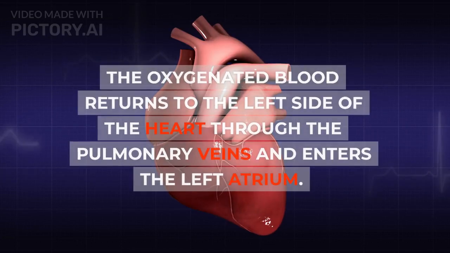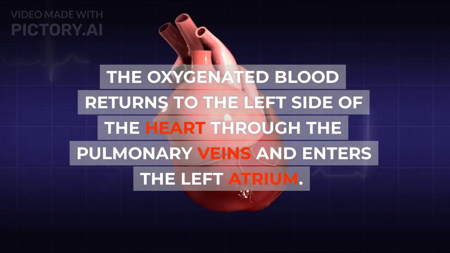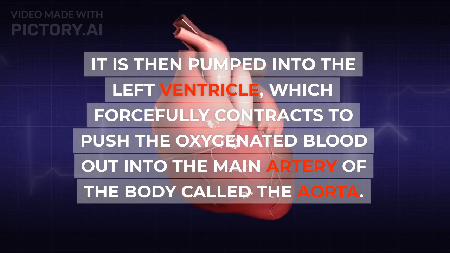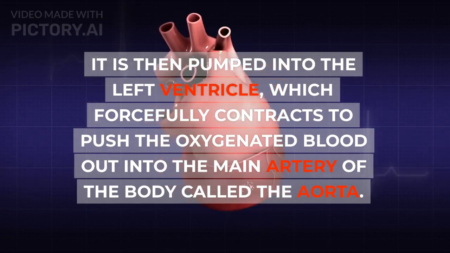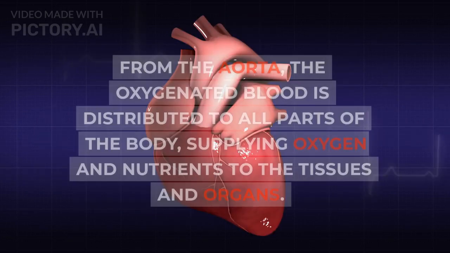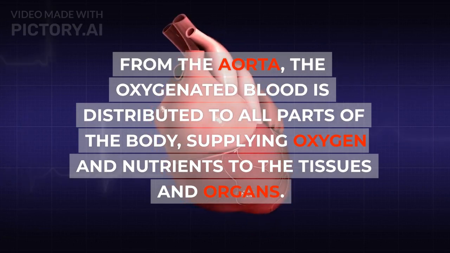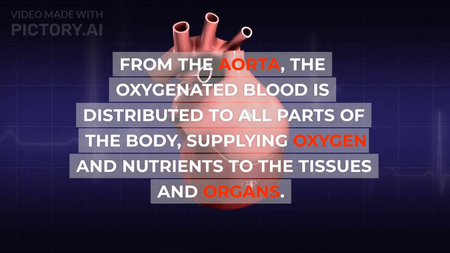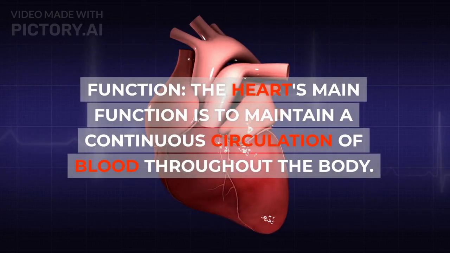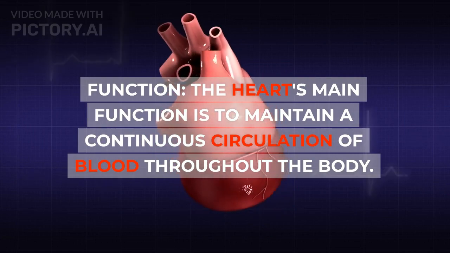The oxygenated blood returns to the left side of the heart through the pulmonary veins and enters the left atrium. It is then pumped into the left ventricle, which forcefully contracts to push the oxygenated blood out into the main artery of the body called the aorta. From the aorta, the oxygenated blood is distributed to all parts of the body, supplying oxygen and nutrients to the tissues and organs. Function. The heart's main function is to maintain a continuous circulation of blood throughout the body.